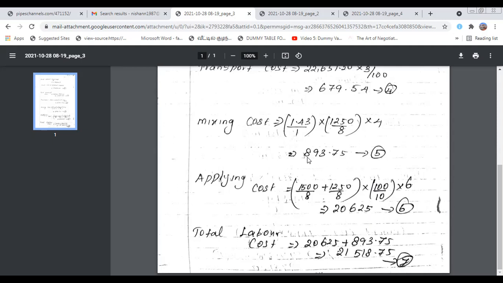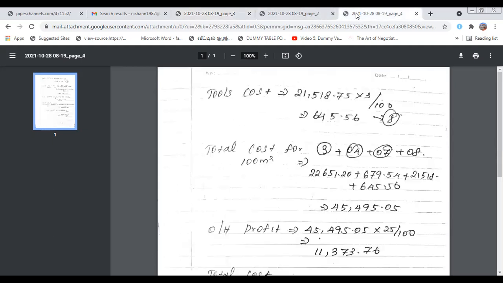Now the next one, total labor cost: the mixing cost plus applying cost. The mixing cost 893.75, applying cost 20,625, equals 21,518 rupees 75 cents. Next one, the tool cost, which is 3% of the total labor cost. We know the total labor cost 21,518.75 multiplied by 3 over 100 equals 645 rupees 56.